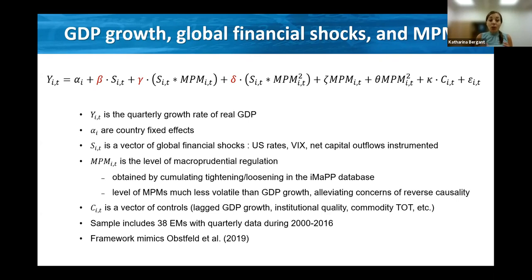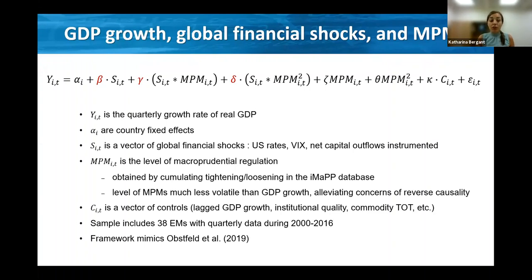And then we have these shocks now in the S vector, but what we're really interested in, as I just said, is the effect of these shocks S given a certain level of macroprudential regulation in place. So this is why what you really want to look at is gamma, which is the coefficient on the interaction of macroprudential regulation and the shock. We also include this quadratic following the literature. And we also include a vector of controls. We control for lag GDP growth, institutional quality, commodity terms of trade, and so on.